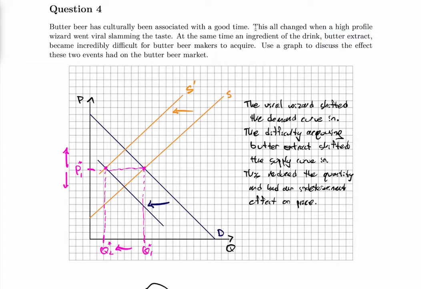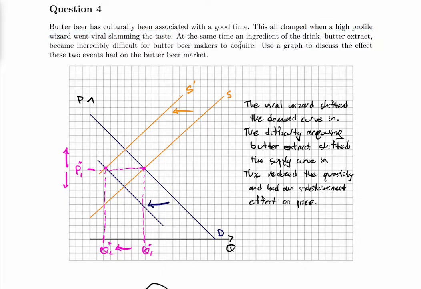So the first thing is an influencer slamming the taste. Essentially, that's going to reduce the demand for butterbeer. We take our cues from the people we talk to and see. So this is going to shift the demand curve in after the slamming of the taste by the viral wizard. So we get the shift in the demand curve, and we'll hold off on evaluating the market until both of these effects are taking place.